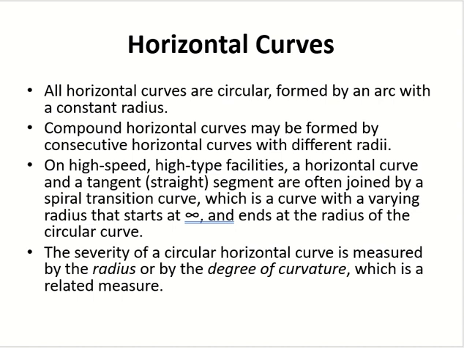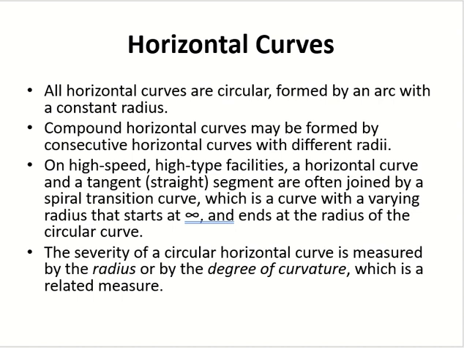The variation can be that you can have 2 or more circular curves joined together. This is one of the variations, and in that case it is called a compound curve. So you can have a single circular curve, and you can have a compound curve as well.